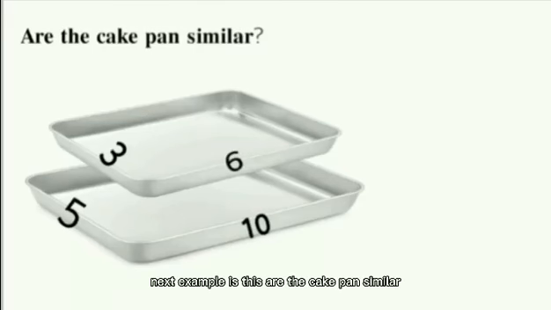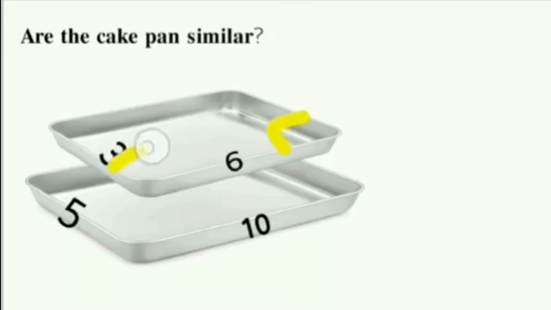Next example is this. Are the cake pans similar? Since both are rectangles, all angles are 90 degrees. All angles are 90 degrees. Therefore, they are congruent.